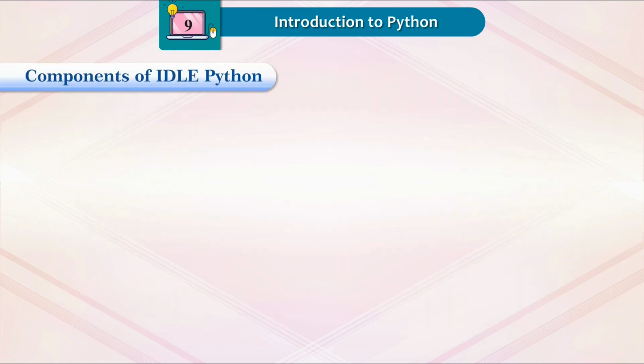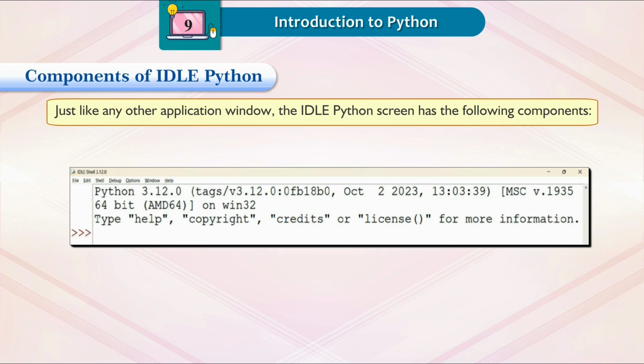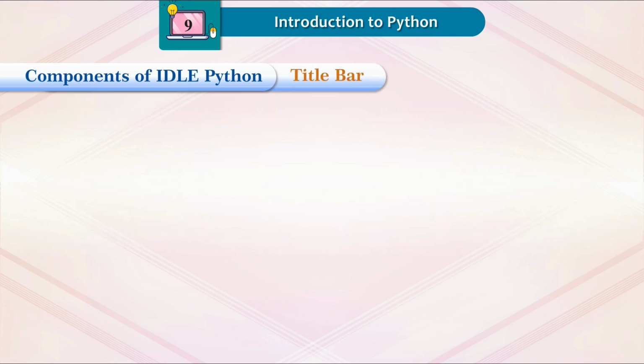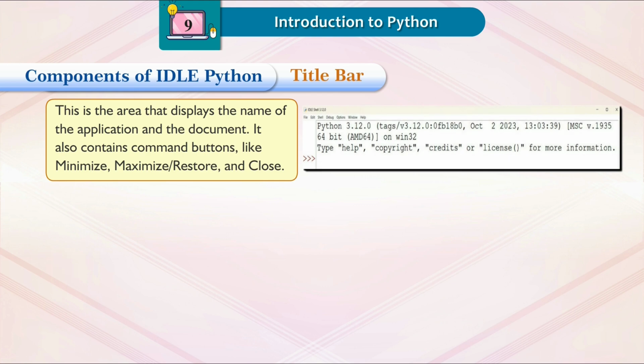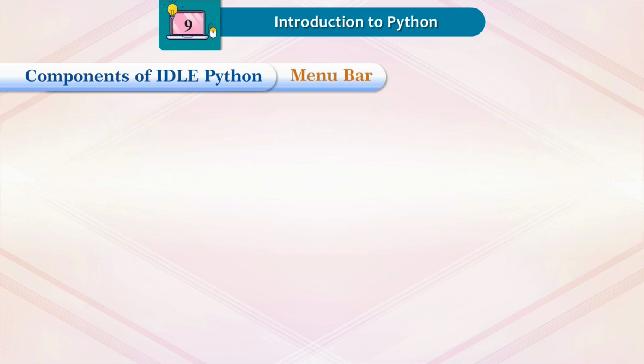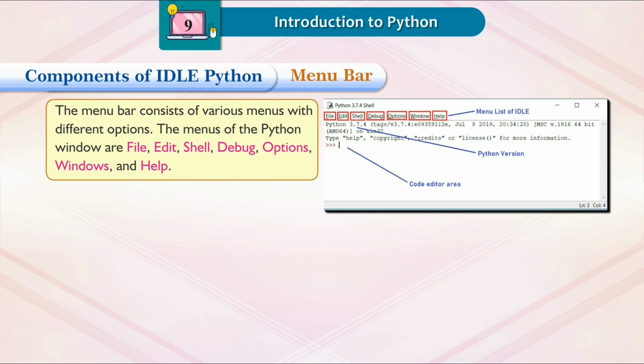Components of IDLE Python. Just like any other application window, the IDLE Python screen has the following components. Title bar. This is the area that displays the name of the application and the document. It also contains command buttons like minimize, maximize or restore, and close. Menu bar. The menu bar consists of various menus with different options. The menus of the Python window are File, Edit, Shell, Debug, Options, Windows, and Help.